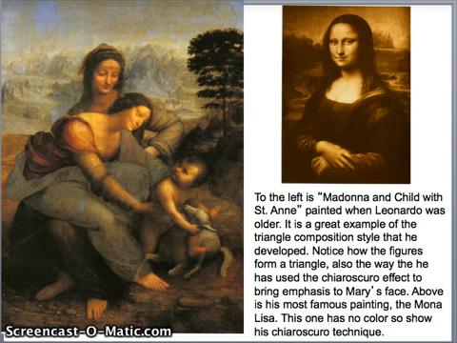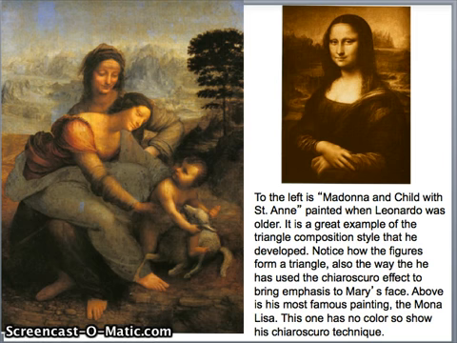So to the left we have Madonna and Child with Saint Anne. This was painted when Leonardo was an older man. It's a great example of the triangle composition style that he developed. Notice how the figures form a triangle. Also the way that he's used the chiaroscuro effect to bring the emphasis to Mary's face. You see how her hair is very dark and then there's lightness on the face.